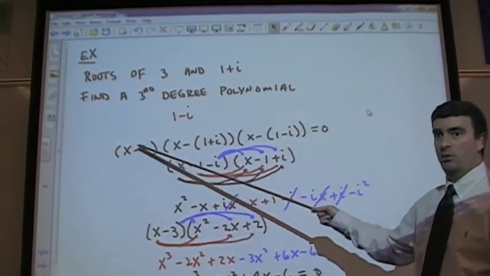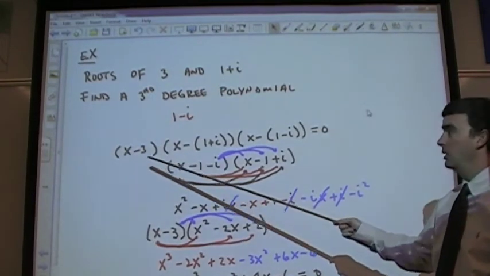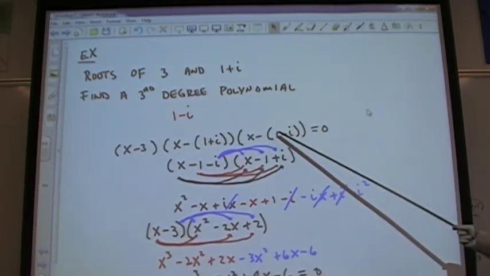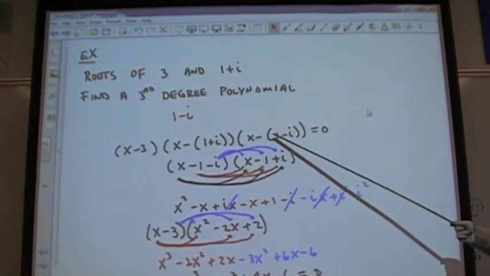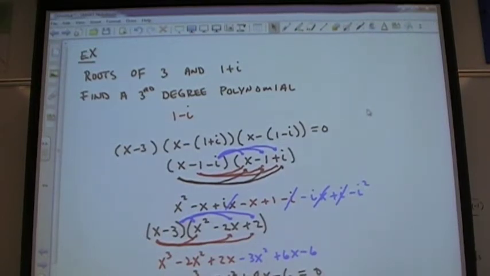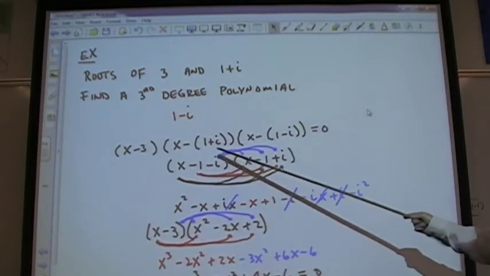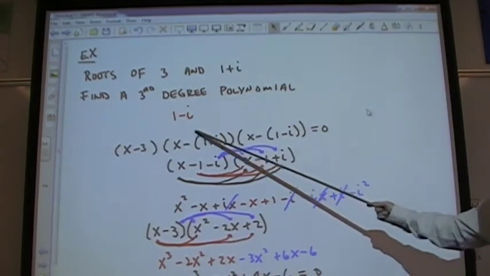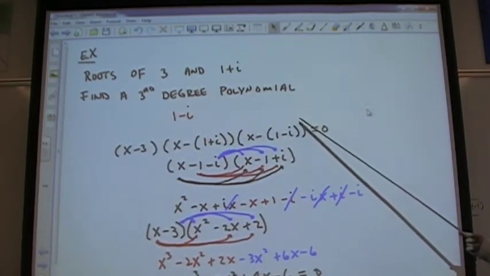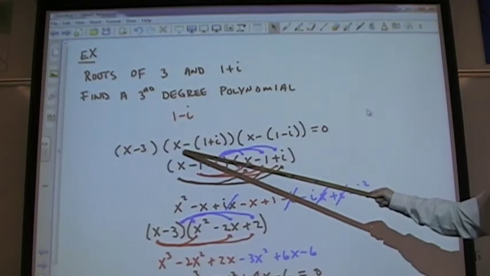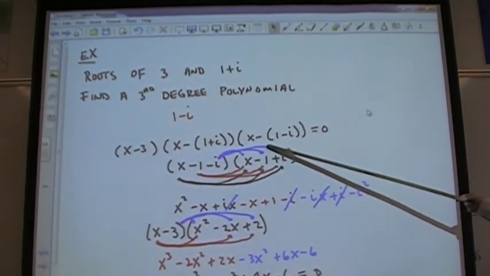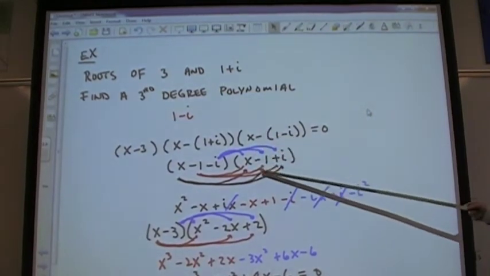If I plug 3 in for x, what's 3 minus 3? 0. It's got to equal 0. If 1 minus i is a zero, then x minus (1 minus i) is a factor. Okay, good. So the first thing you need to do is simplify these two sets of parentheses by getting rid of the parentheses inside the parentheses. So I distribute the minus to get x minus 1 minus i. You see that? Distribute the minus here to get x minus 1 plus i.